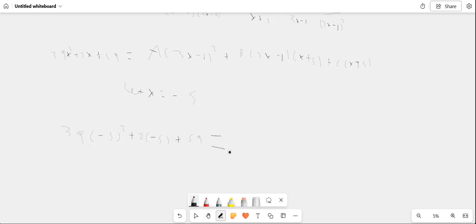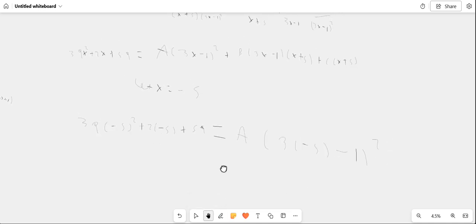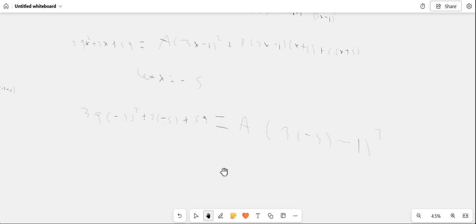And that's going to be equal to, if you think about it, B is going to go, C is going to go. We're just going to be left with A. So A(3(minus 5) minus 1) squared. The left hand side is going to simplify to 1024. The right hand side is going to simplify to 256A. So if you divide 256 onto the other side, A is going to be equal to 4.